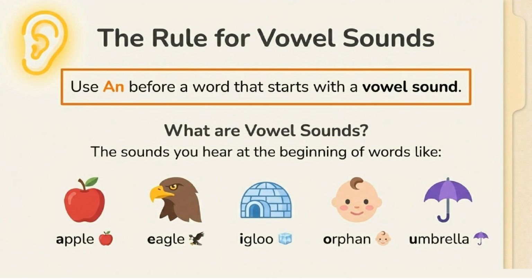The main rule is for vowel sounds. Use an before a word that starts with a vowel sound. These are the sounds you hear at the beginning of words like apple, eagle, igloo, orphan, and umbrella.